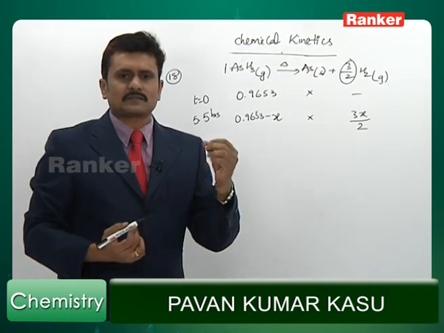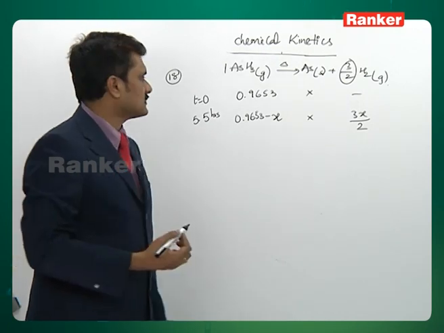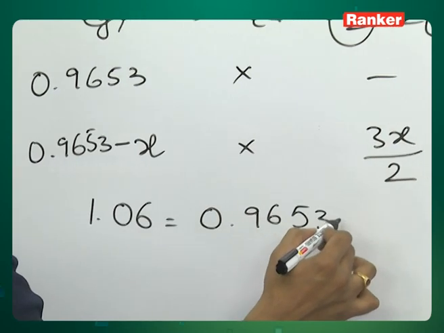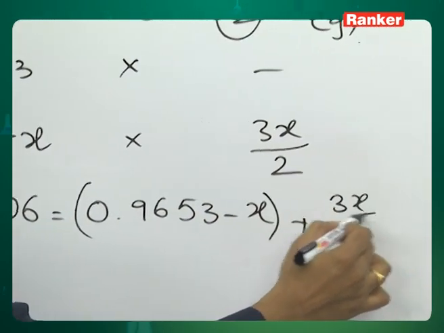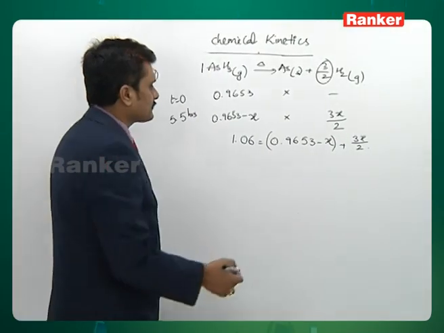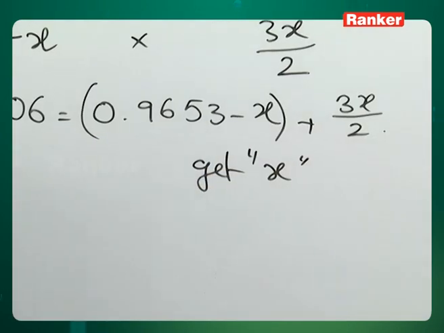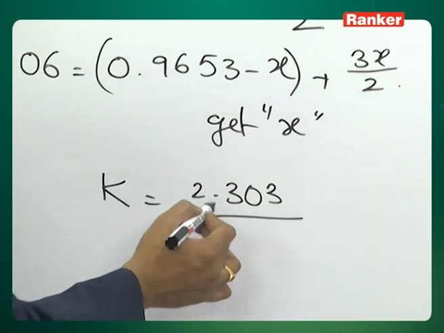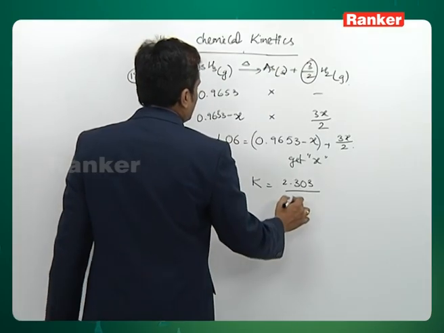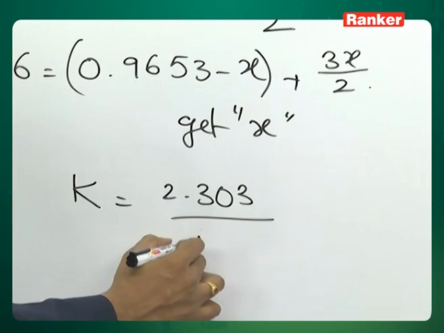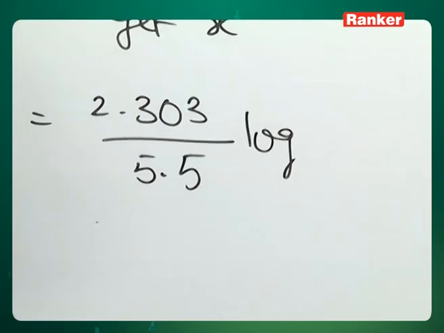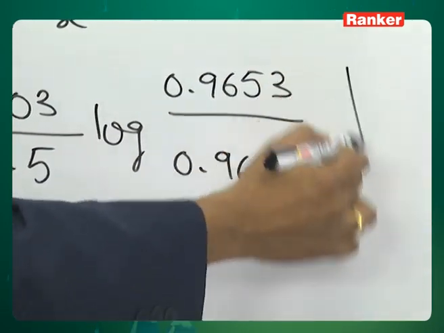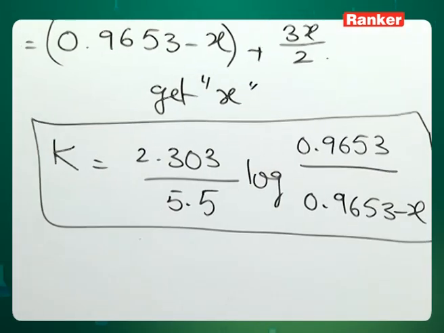Now we know that after 5.5 hours the total pressure is found to be 1.06 atm. So 1.06 atm, the total pressure, is equal to the sum of the partial pressures of all remaining gases, that is the pressure of arsine and pressure of H2 gas. Now when I simplify this equation, I will be getting the value of X. After finding out the X value, if it is a first order reaction, the velocity constant K is 2.303 by time, which is 5.5 hours, into logarithm of initial pressure of arsine upon final pressure, P0 minus X. So by substituting the value, you'll be getting the K.